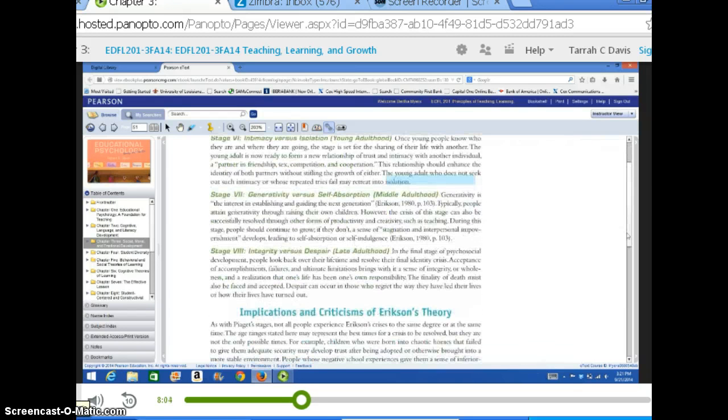The next one is stage 7, generativity versus self-absorption. This is middle adulthood. It's the idea of passing down to children what you once had. Now it's giving to someone else. People in this stage usually tend to hand down things to their children. You want to establish certain rights and morals, decisions into the next generation.